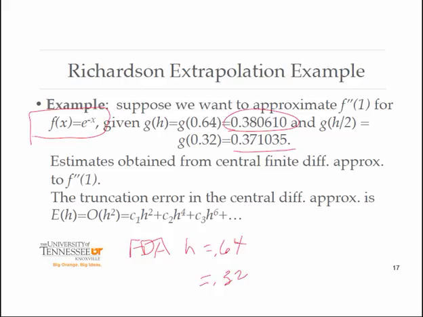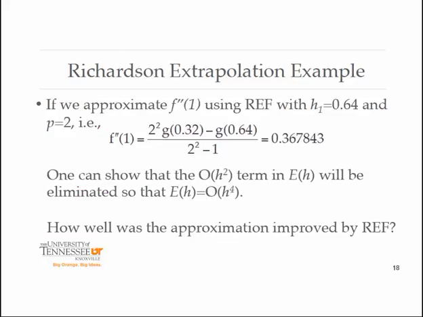And of course, the truncation error of the central difference approximation, we already know is of order h squared. So the leading term here, or the smallest power of h, is going to be 2 in the error term. So if we approximate f prime of x using 0.64 and setting p equal to 2, because we know that's the order of accuracy of our approximation method with central differencing, we would get this value.